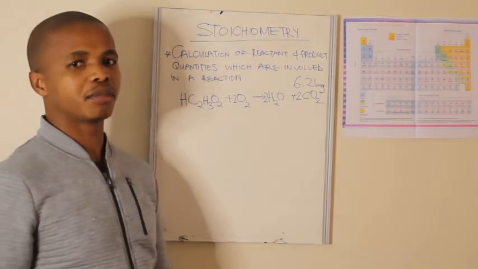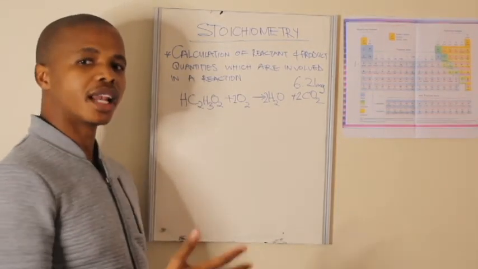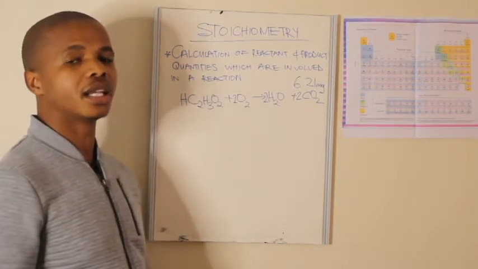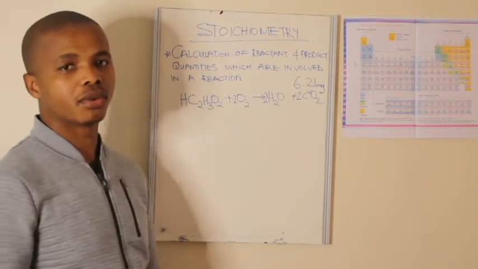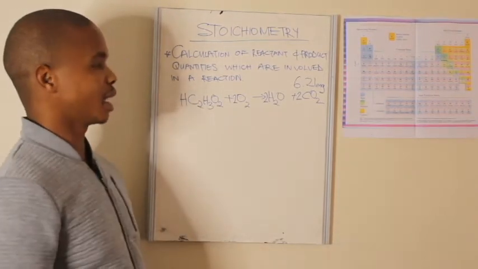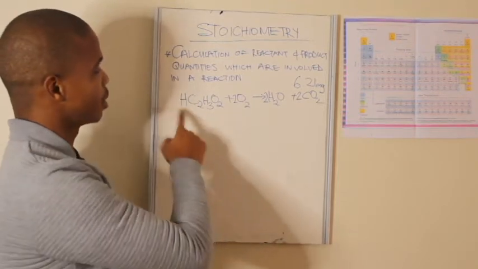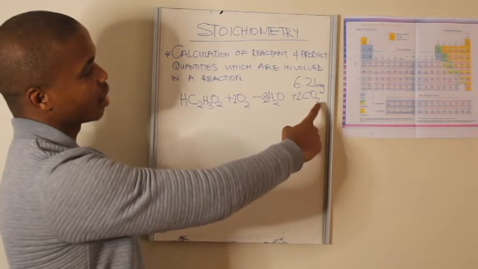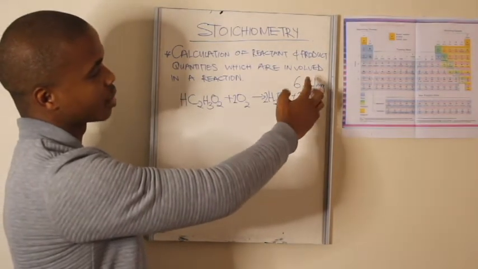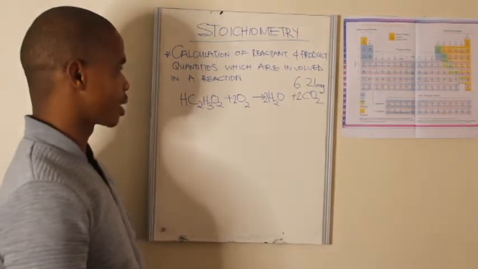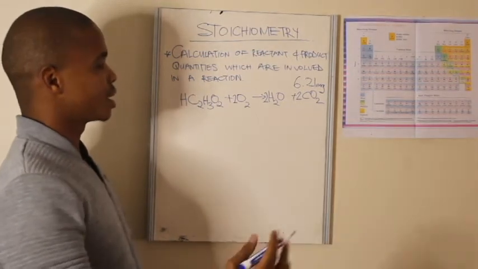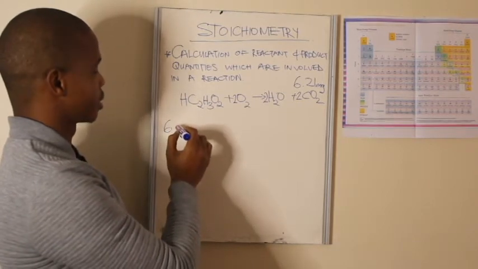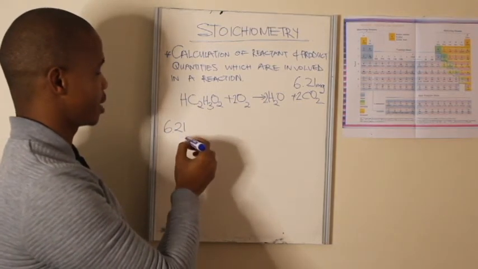So if I am able to interpret my equation like that, I can use that interpretation to calculate the mass that I am looking for, which is the mass of acetic acid. So if I want to know the mass of acetic acid needed to produce 6.21 milligrams of carbon dioxide, I can use this interpretation and calculate the mass of acetic acid.